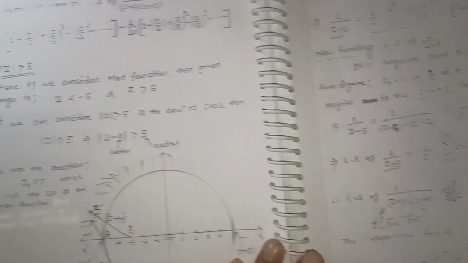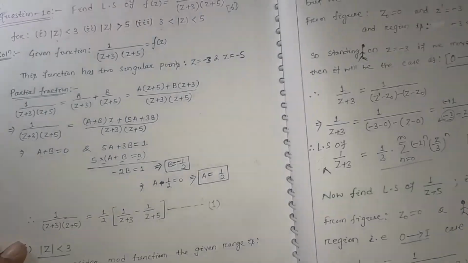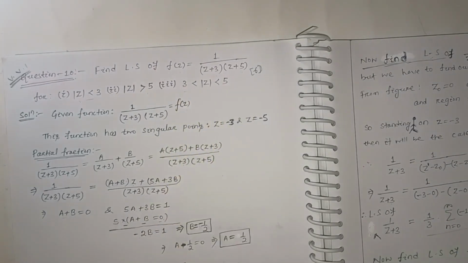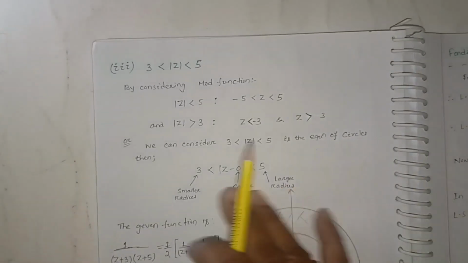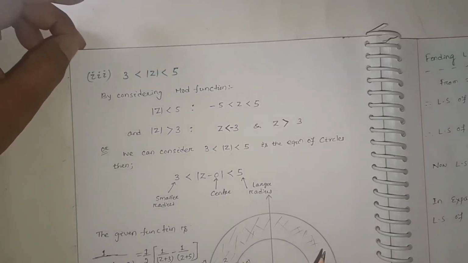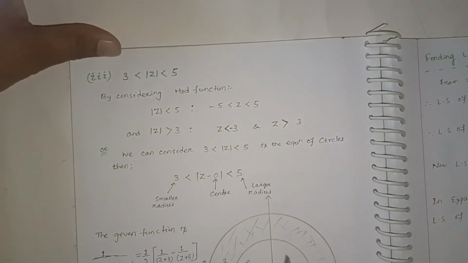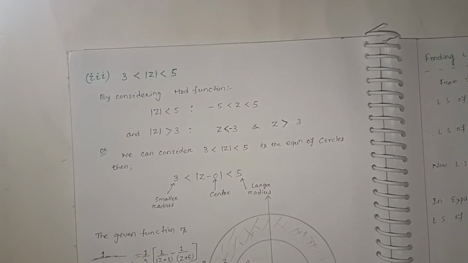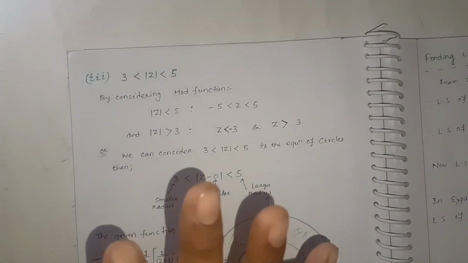Now we are going to go for another one, that is, the range has been given as 3 < |z| < 5. So to find the Laurent series of a function in a given region, if it is given in the question, the most important thing is that we have to find out the region or range first.